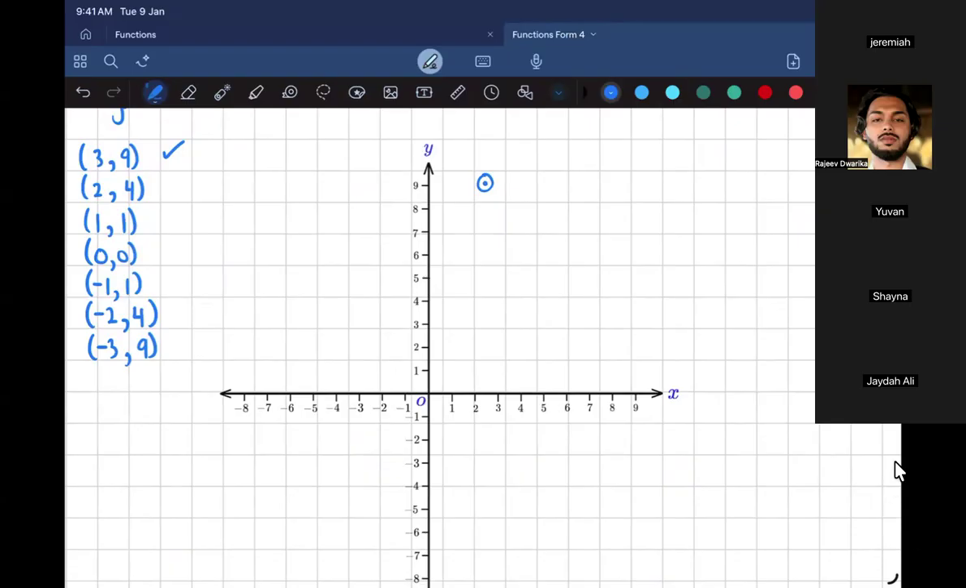Okay, I'm hearing Jada. Shina, next point is (2, 4). Tell me how I'm going to move.